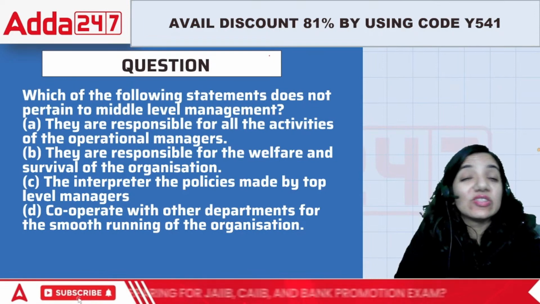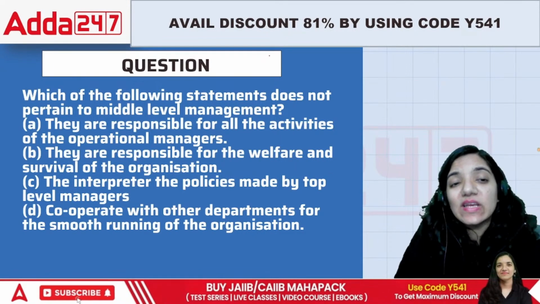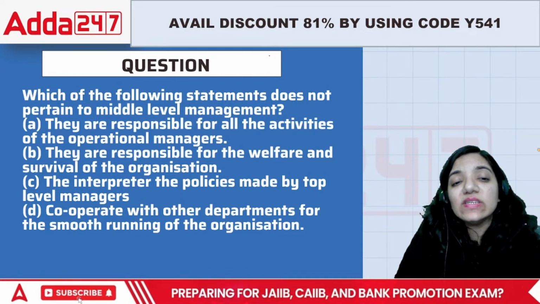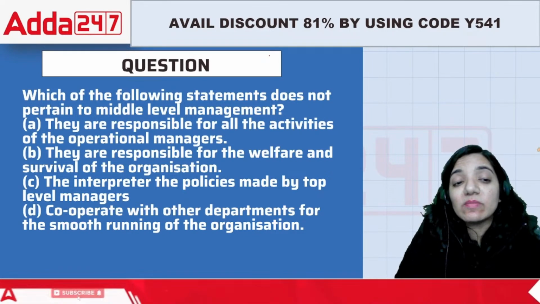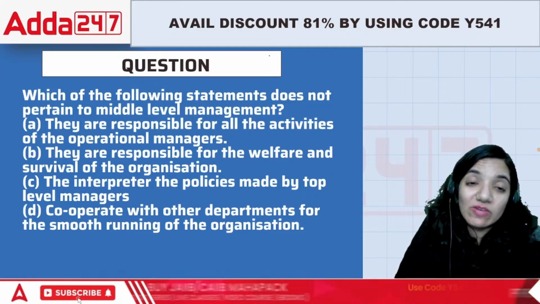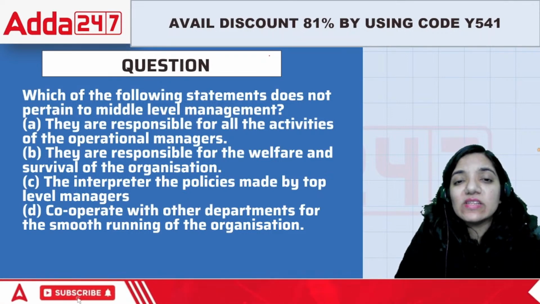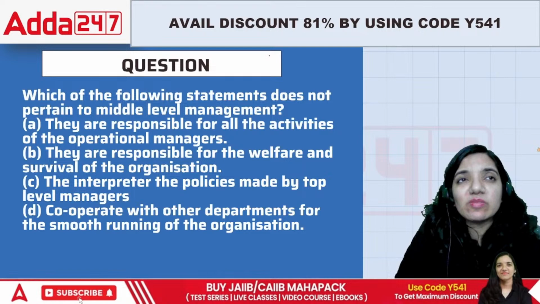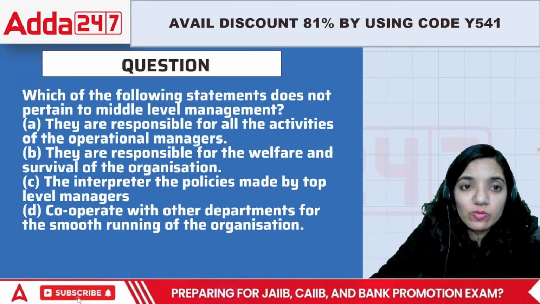Which of the following statements does not pertain to middle level management? They are responsible for all the activities of the operational managers. They are responsible for the welfare and survival of the organization. They interpret the policies made by top level management or cooperate with other departments for smooth running of the organization. Top level is something that deals with decision making. Middle level deals with something related to the welfare of the people, and the lower level is responsible for the supervision. So among the following, what would be the answer?